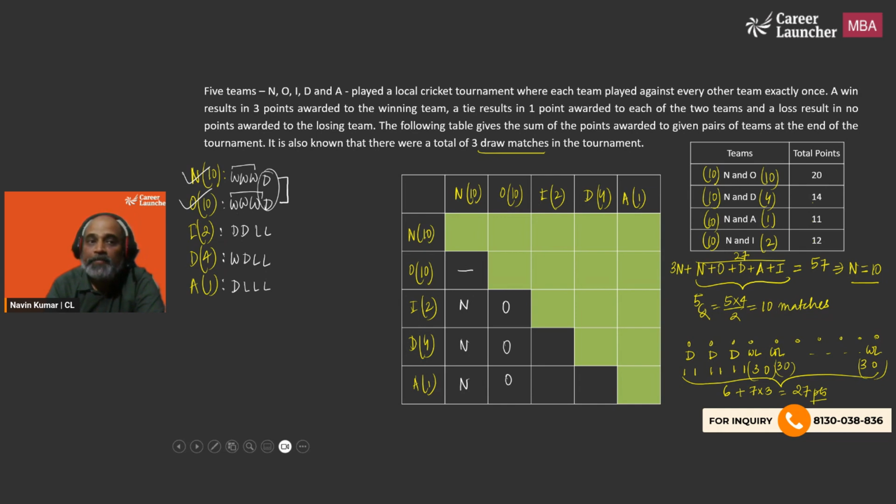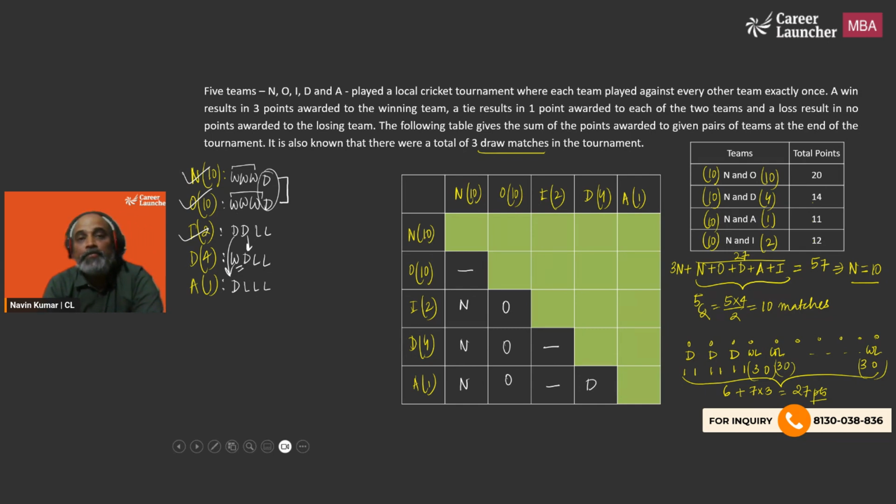Now, if you look at I, I draws two matches. Now, the two matches of I cannot be against itself. So one draw of I comes from A and another comes from D, obviously. So the match between I and D was a draw. The match between I and A was also a draw. So that was done. Now, let's look at D. D wins one match. So far, if we look at D, D hasn't won one. So D wins one match, which was obviously against A.